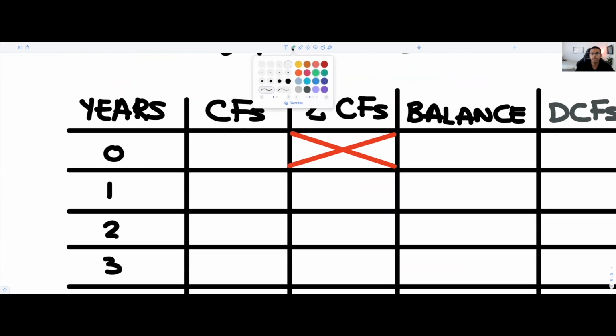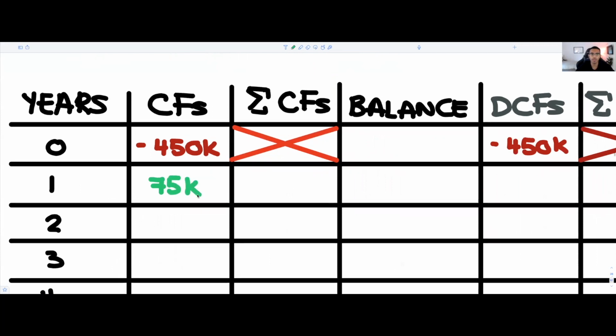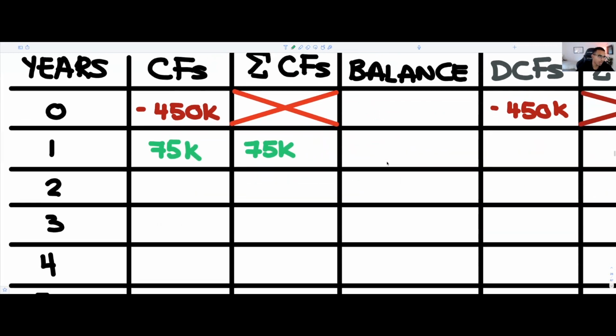So in this case, business as usual, we're going to have here minus 450K. And I want to maximize on time, so I'm going to put minus 450K here as well, just because you're going to see it anyways. Now I'm going to round up a little bit just because I don't want to zoom in too much. But we have 75K as our cash flow for year 1, such that the sum of our cash flows starting year 1 will be 75K. The balance, we're not going to look at it too much for now. We're just going to play off intuition.